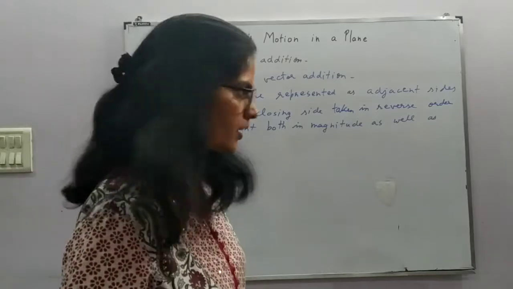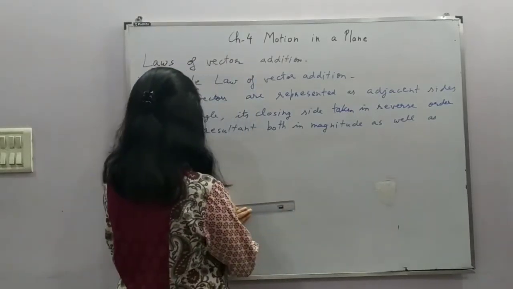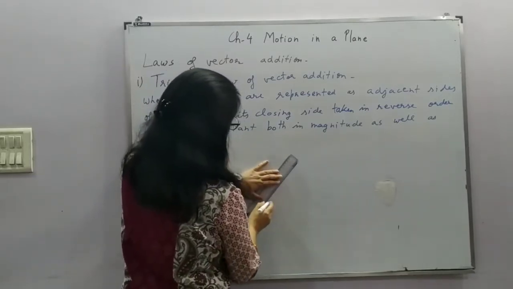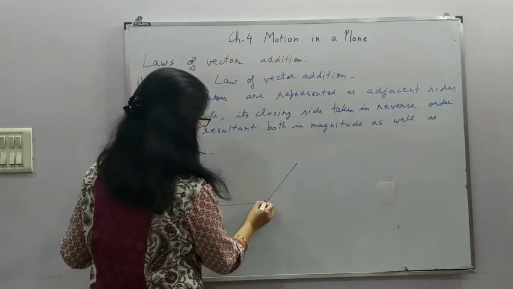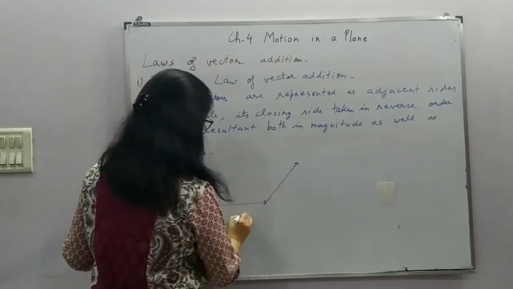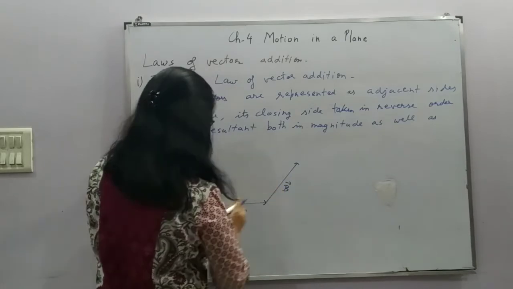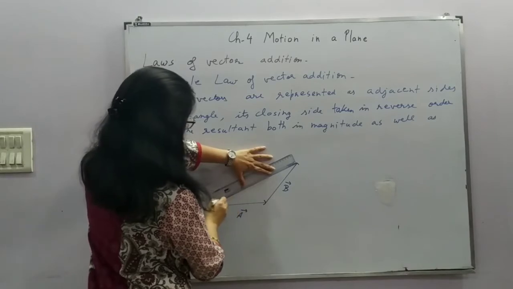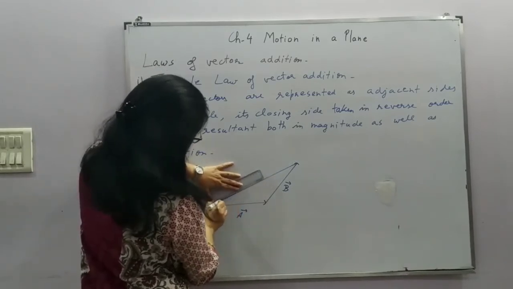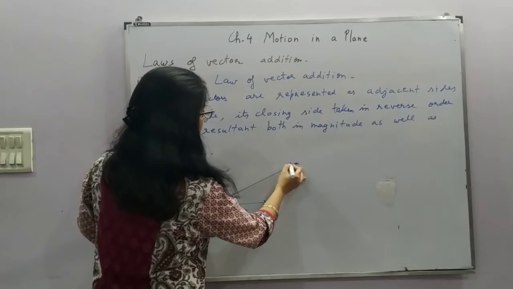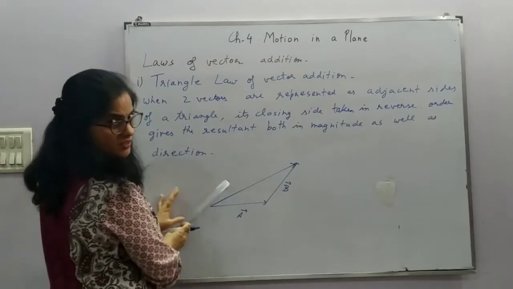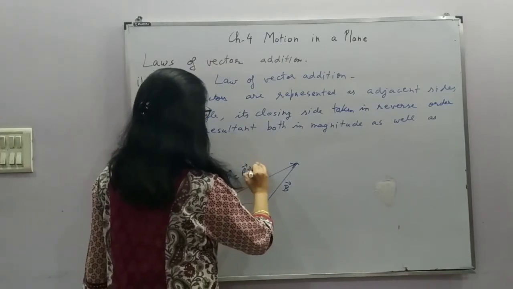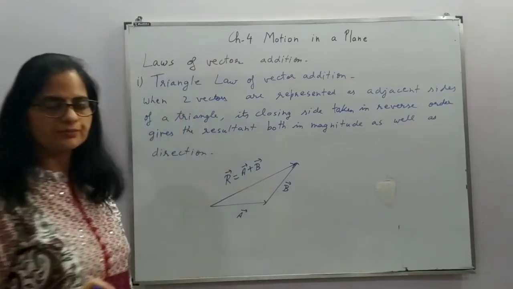So that means we are drawing a triangle and we have one vector like this, other vector like this, and we'll follow the same logic. The first vector, second vector, this is A vector, this is B vector. The closing side will give the resultant both in magnitude as well as in direction, right?